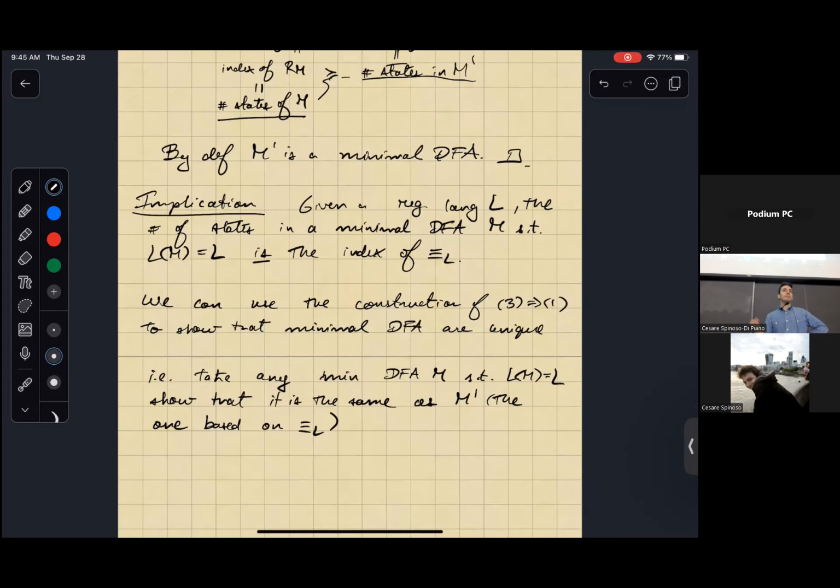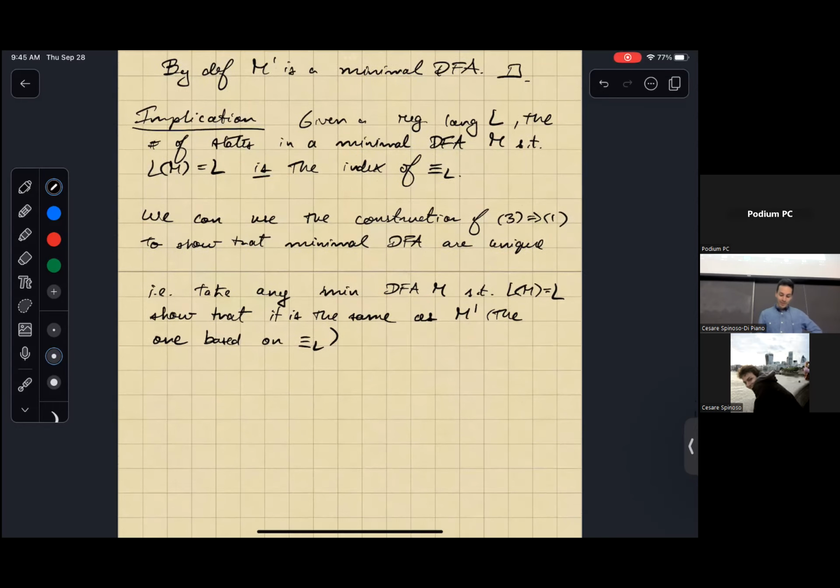Now, if you're mathematically inclined, such as I am, you might be thinking, well, this statement sounds a bit fishy. What do you really mean by the same? What does it mean for 2 DFAs to be the same? That's a great question, he asked himself. So I'm going to define what it means for 2 DFAs to be exactly the same.